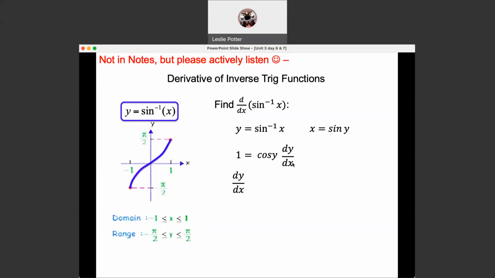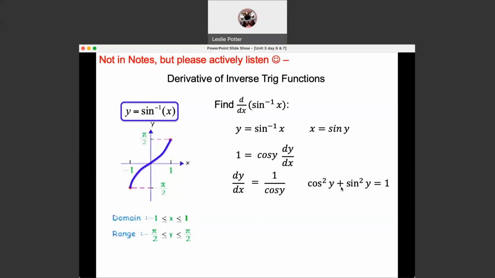And so I guess I used the Leibniz notation here, dy dx, but that's y prime. So dy dx is 1 over the cosine of y. Excuse me, that's the derivative. But that's in terms of y, and that's a little messy, because this derivative is in terms of x.